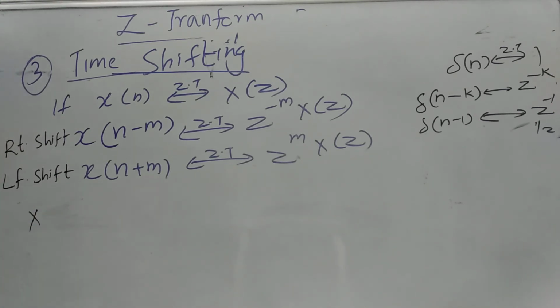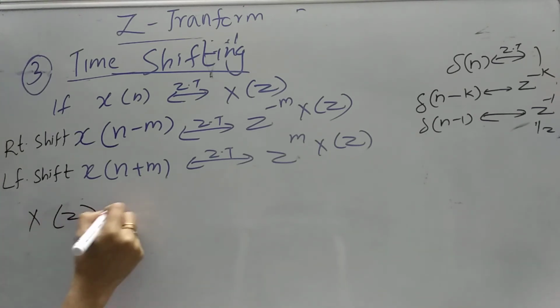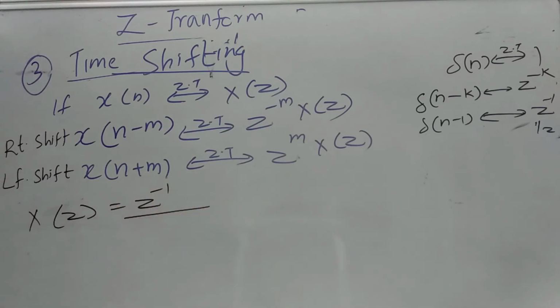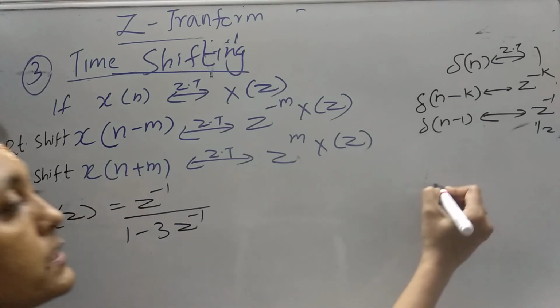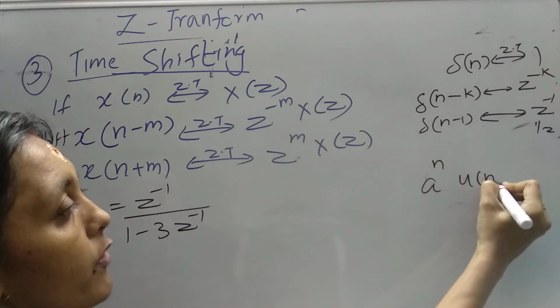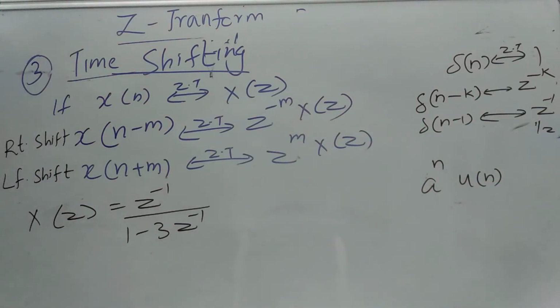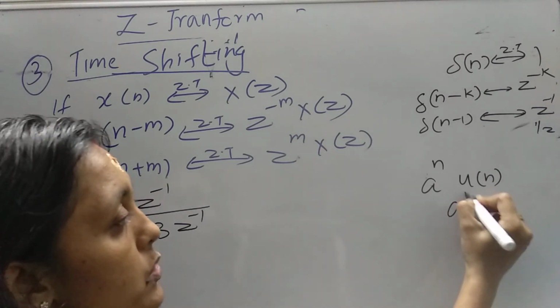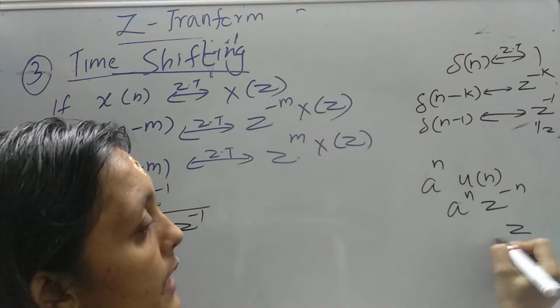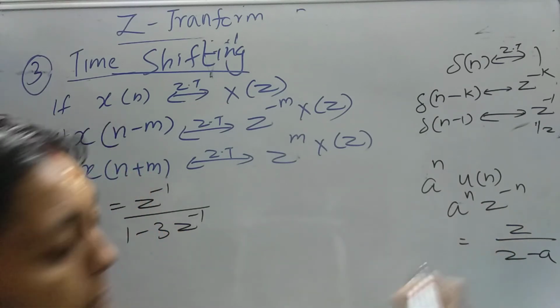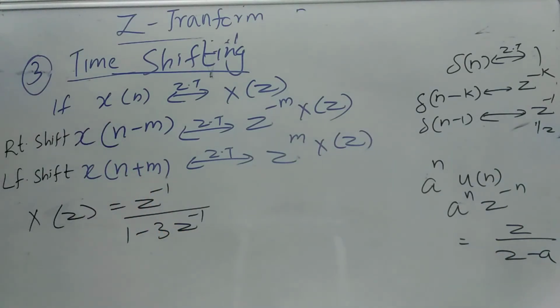Now we will do another example. Given that X of z is equal to z raised to minus 1 by 1 minus 3 z raised to minus 1. Now always we have to keep our standard formulas: a raised to n u of n has the z transform z by z minus a.